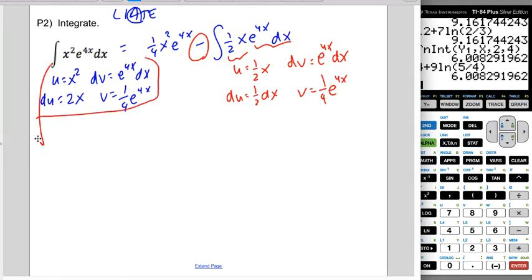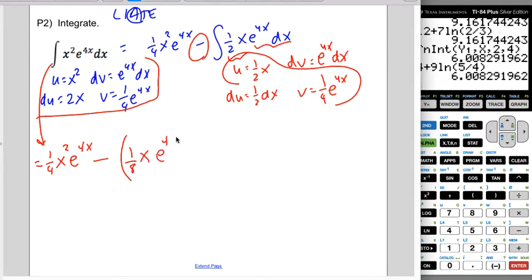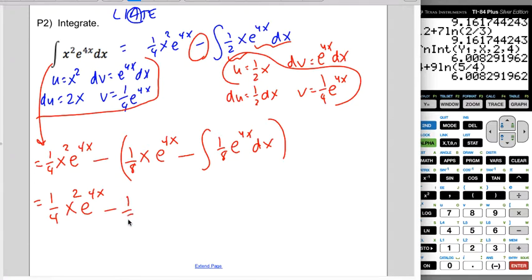I'm going to get that this whole thing is equal to 1/4 x squared e to the 4x minus, and then in parentheses, uv is going to be these two as a product, right? So that's going to be 1/8 x e to the 4x minus the integral of v du. Well, that's going to be 1/8 e to the 4x dx. So I'm going to go ahead and distribute that negative first, because otherwise I feel like it's going to get sloppy. So I get this 1/4 x squared e to the 4x minus 1/8 x e to the 4x plus this integral. And this is just simple u sub.